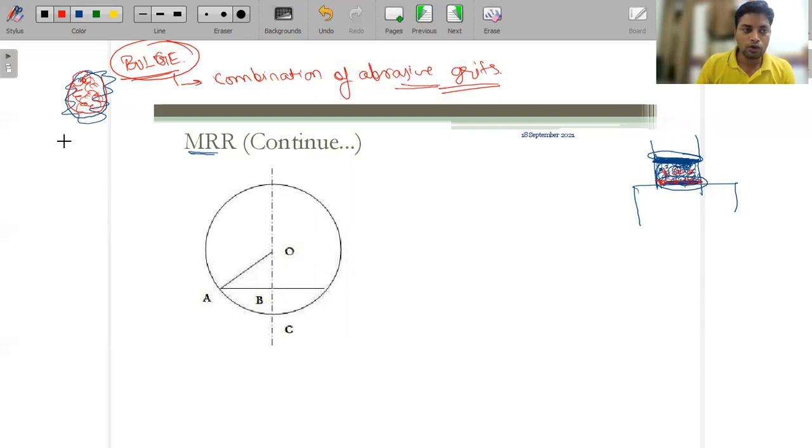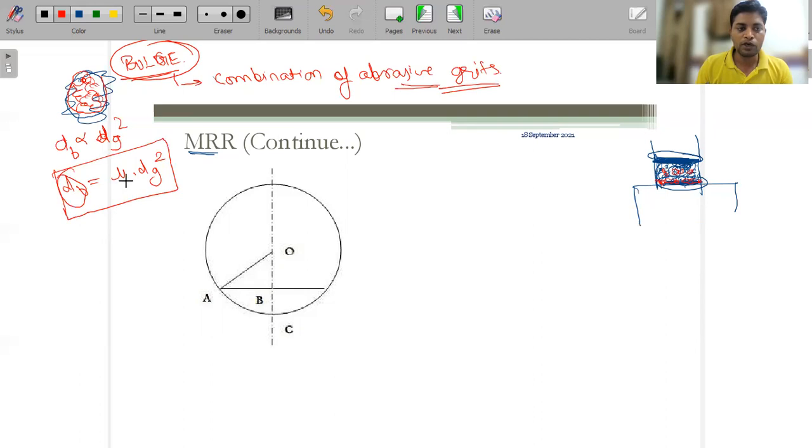No doubt, the diameter of this bulge is directly proportional to dg square. If you remove the proportional sign, db equals mu into dg square. So this is the relationship: the diameter of the bulge is equal to mu, a proportionality term, times dg square. Now you can ask how this can be possible. This formula is evaluated on the basis of experiments, so just consider that.